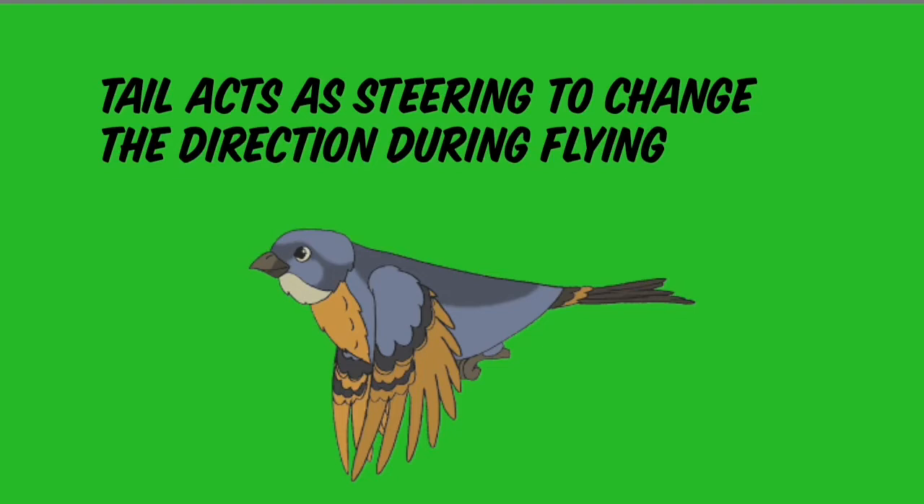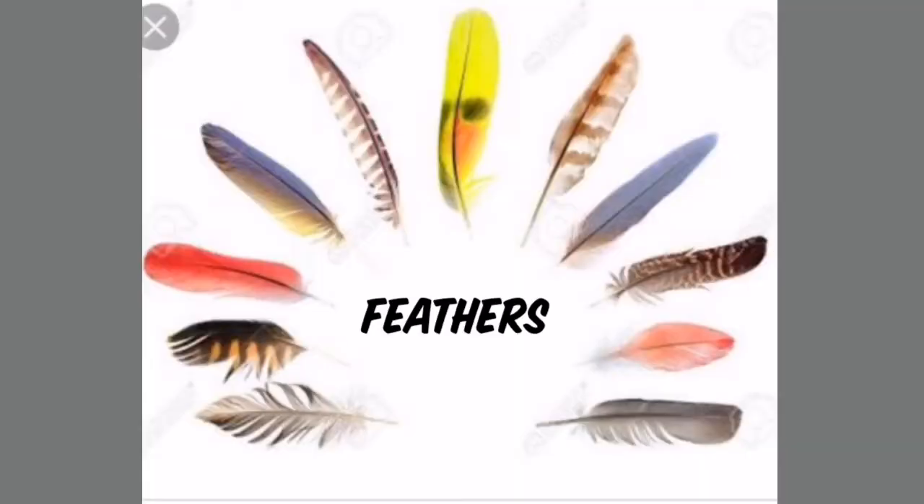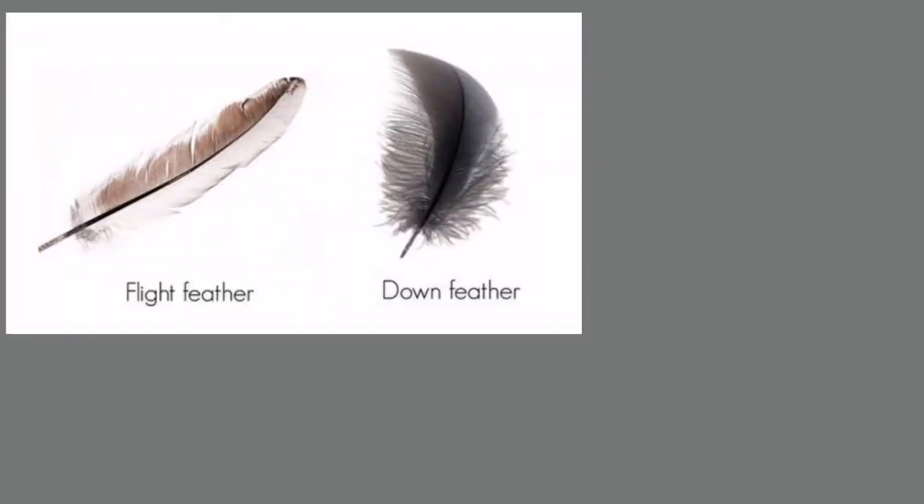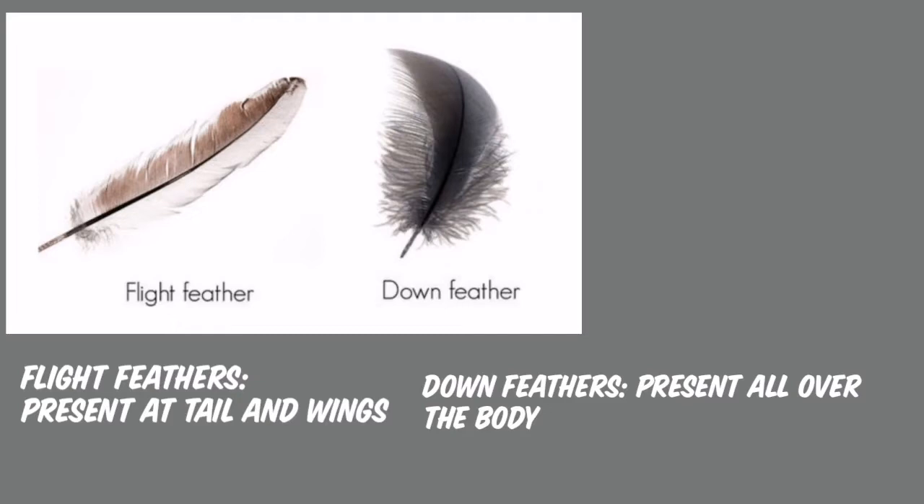And there are two types of feathers. What are they? Down feathers and flight feathers. Down feathers cover all over the body and the flight feathers are present only in wings and tails. So flight means to fly. So these flight feathers found in the wings and tails are useful for flying.